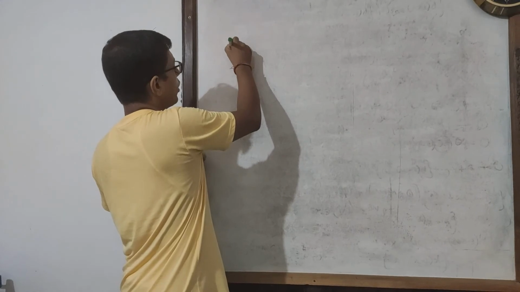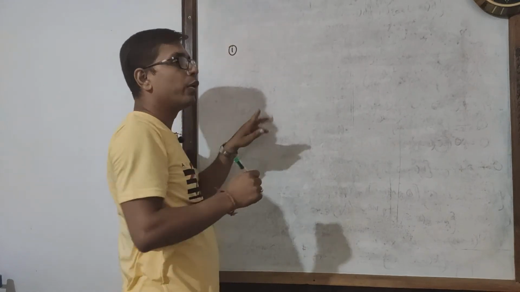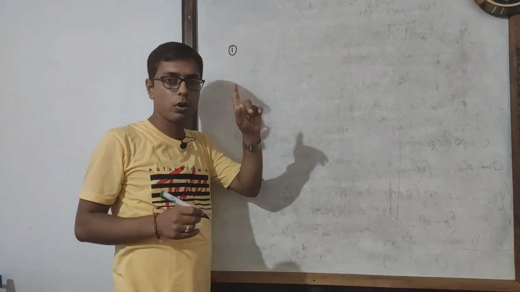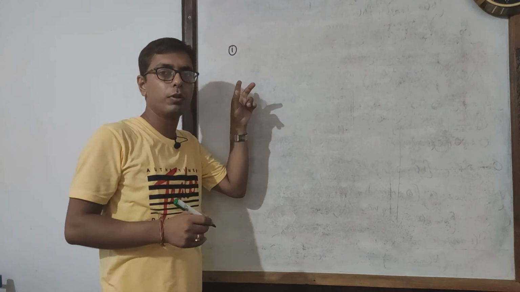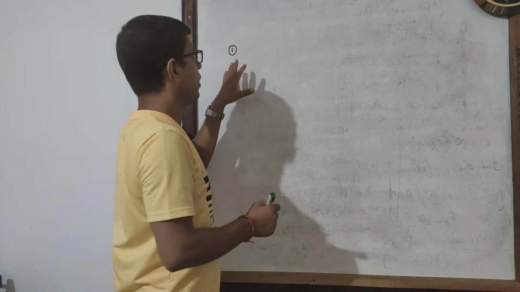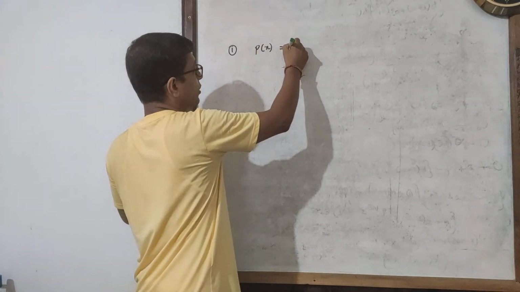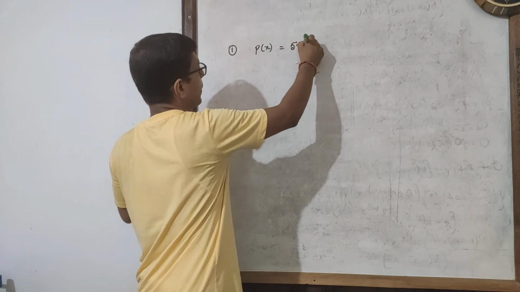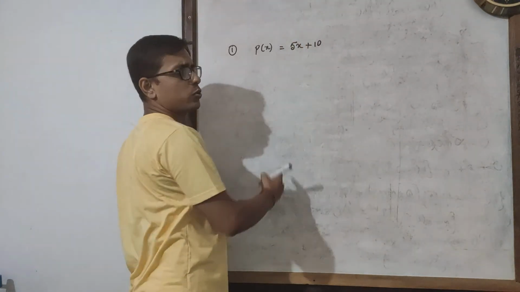Now you were asked to find the zero of the polynomial first. The value of the polynomial, I have already given 1 or 2 questions. Here you are asked to find the zero of the polynomial. Clear? What is the question? Find the zero of the polynomial. For this polynomial p(x) you were asked to find the zero: 5x plus 10. This is one question.